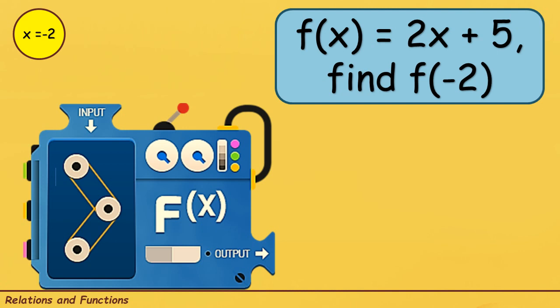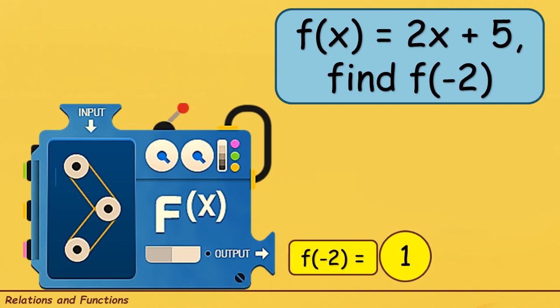Alright, time's up. So let's find f of negative 2. Nilagay na sa input and the output will be 1. If your answer is 1, then you are correct. Okay, so kung ilalagay natin to as an ordered pair, this will be negative 2, 1. Okay, so I hope that it is clear to everyone.